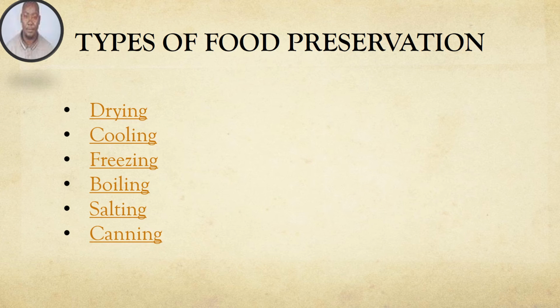There are different types of food preservation. We have drying, cooling, freezing, boiling, salting, and canning.